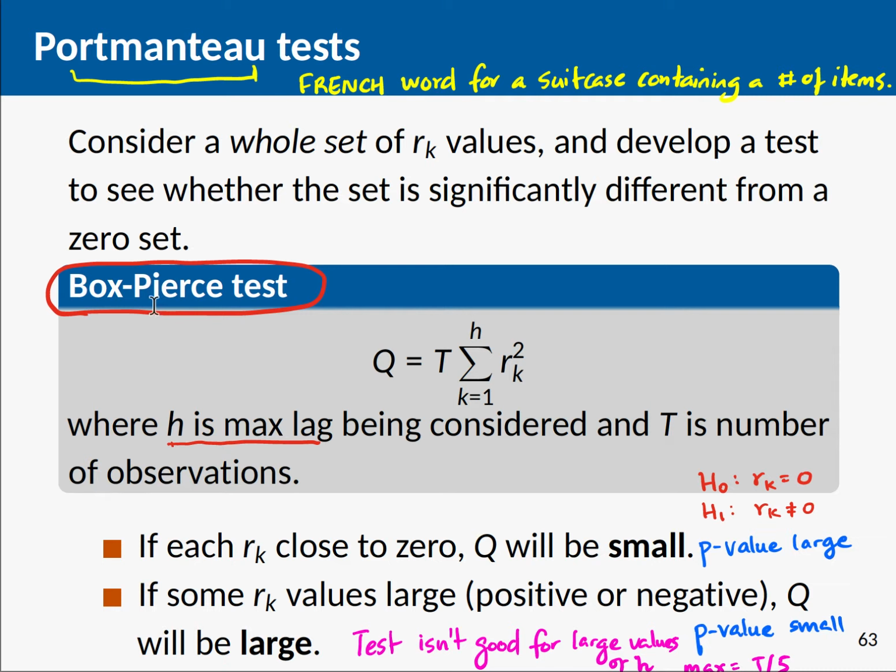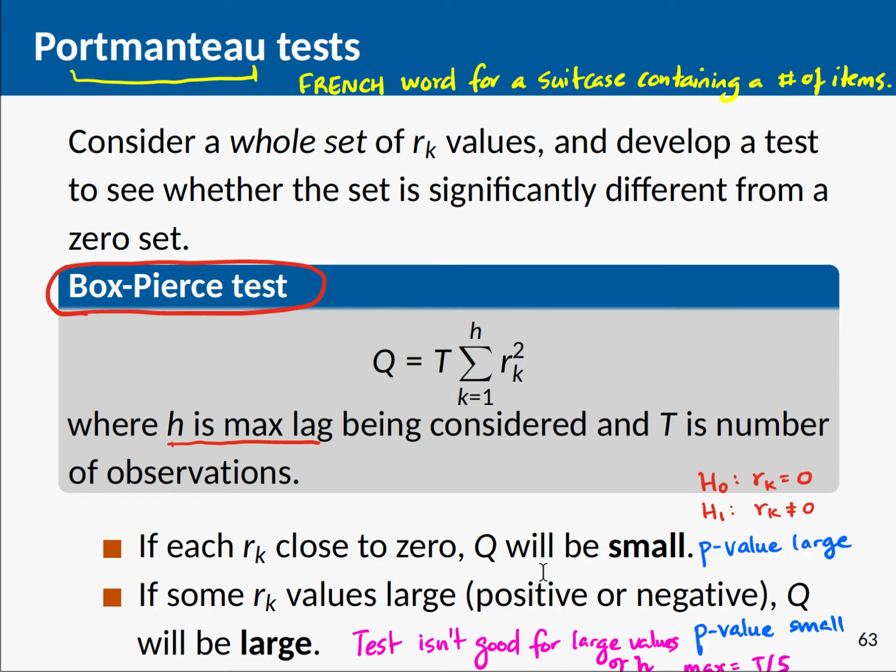The Box-Pierce test uses a Q statistic, which is defined as follows. The Q statistic equals the length of the time series T times the sum of the squares of the autocorrelations, where k goes from 1 to h, the lag. H is the lag in this case, it's not the forecast horizon. So this is the maximum lag that's being considered for autocorrelations.